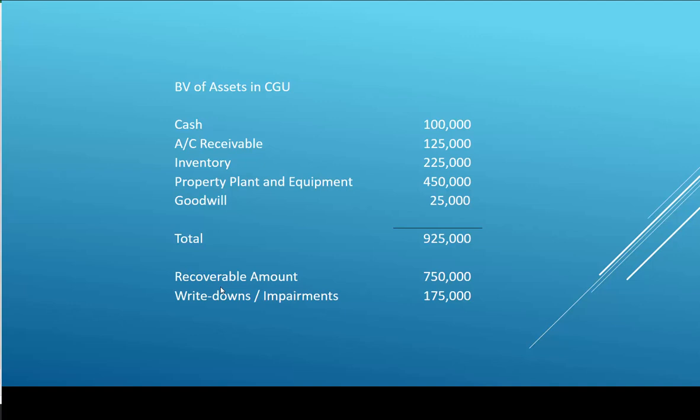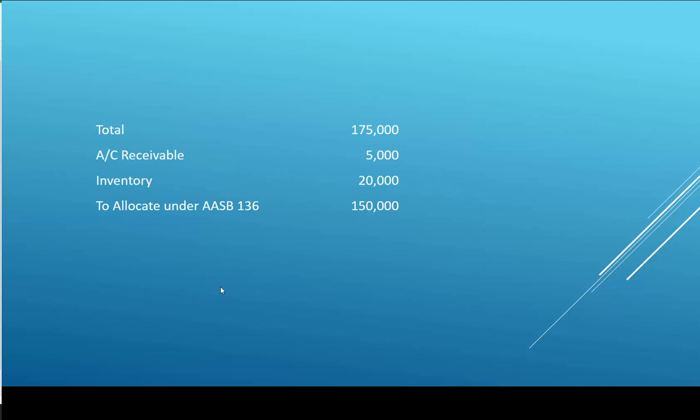We do our recoverable amount determination and we find out that the recoverable amount for all of those assets is $750,000, and that means that we're going to have write-downs or impairments totaling $175,000 all up. Now, the first thing that we need to appreciate is that AASB 136 doesn't apply to all assets. In particular, it doesn't apply to receivables and it doesn't apply to inventory, and there is the presumption that those assets will be written down to their recoverable amount, or however it's defined in the particular standard, to the amount which they'll be worth, the fair value.